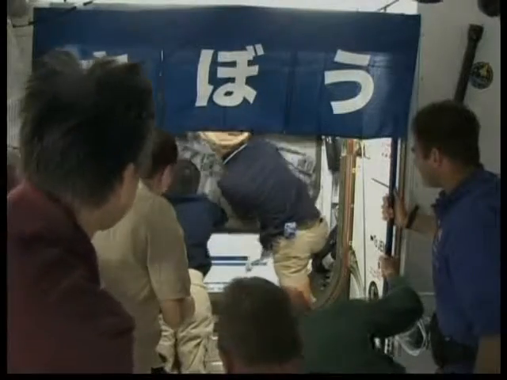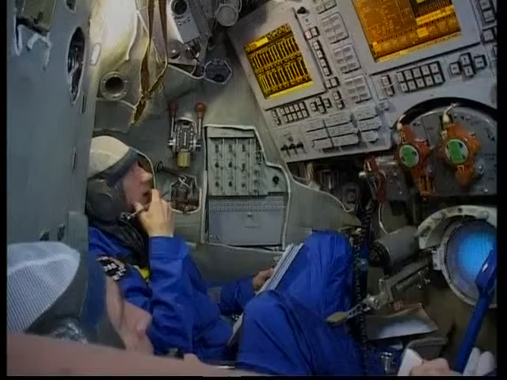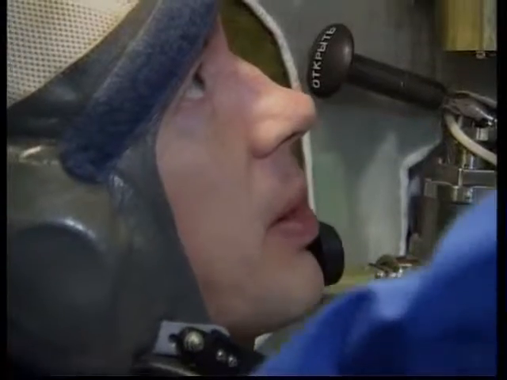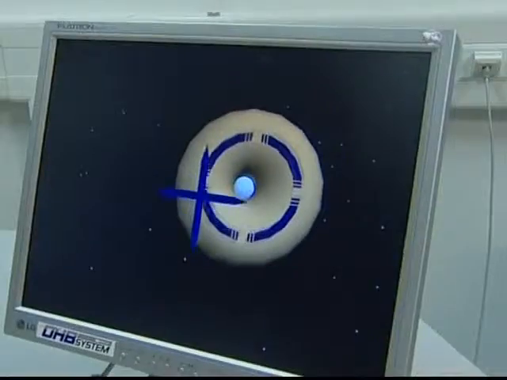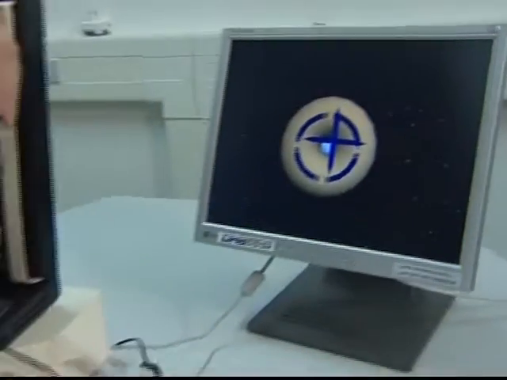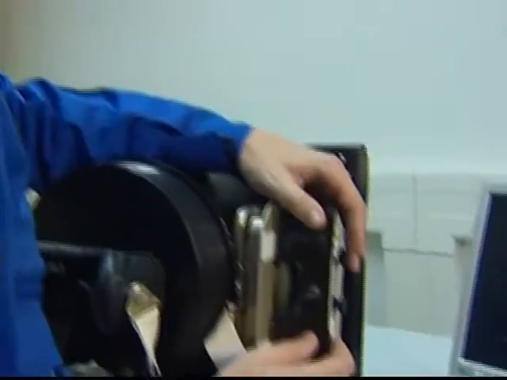De Winne will be doing maintenance on the robotic arm and installing Japanese equipment brought up by the HTV cargo module, which is due to dock with the ISS soon after he arrives. As well, he will be carrying out experiments for scientists back on Earth.